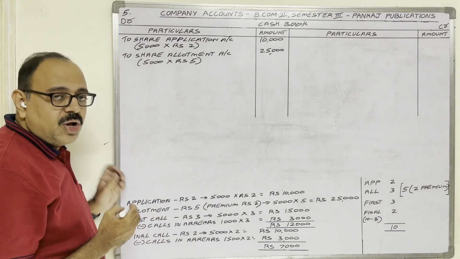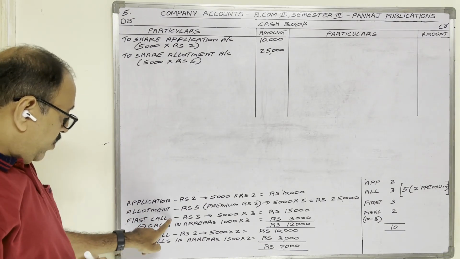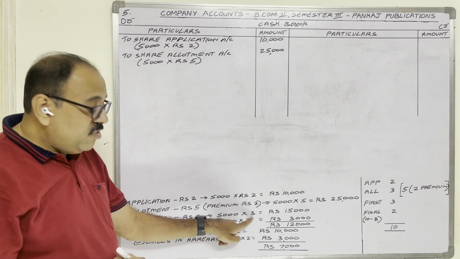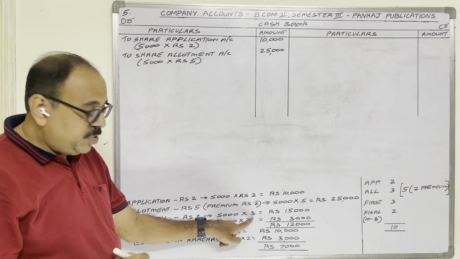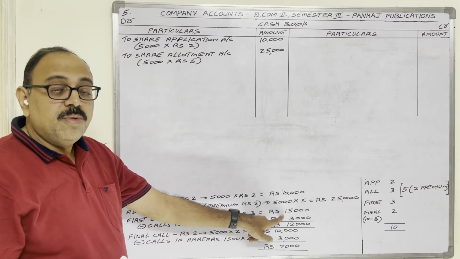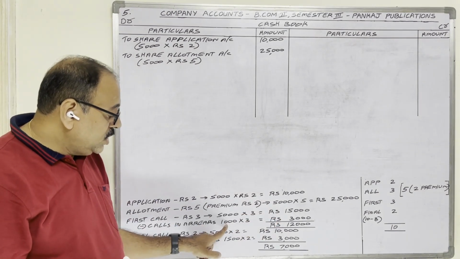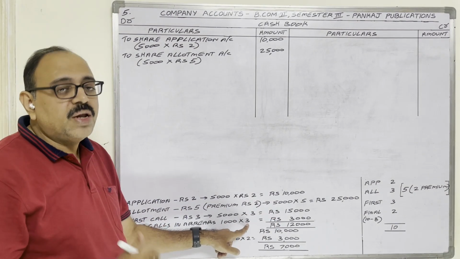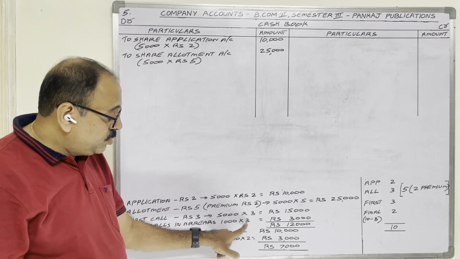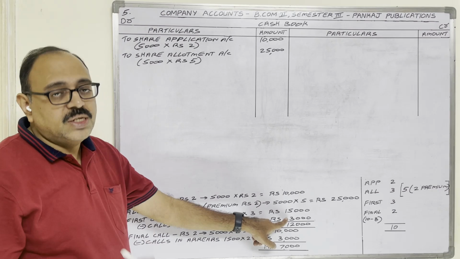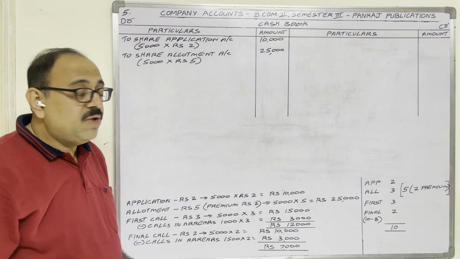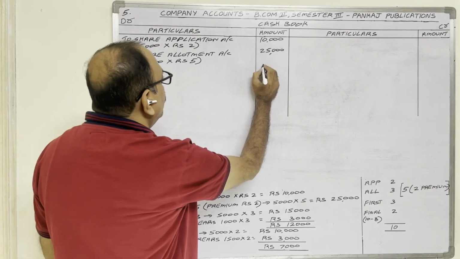Next, come to first call. First call money should come on 5,000 shares. On one share, first call amount is 3 rupees. 5,000 into 3, 15,000 should come. But on 1,000 shares, first call amount is not coming. So call in arrears is there. 1,000 into 3 rupees per share, 3,000 is call in arrears. Then finally how much money came? 12,000. That 12,000 write in amount column.